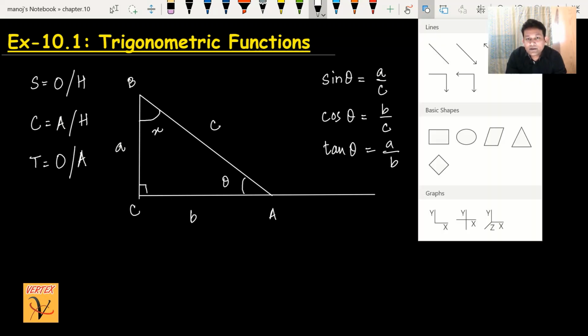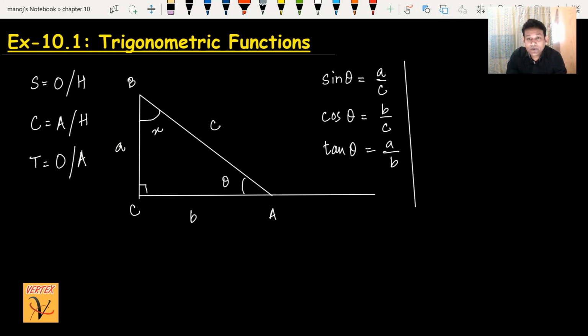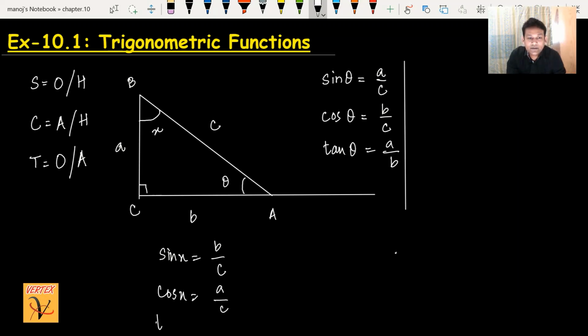The second phase is very important. When I ask you what is sine x, I'm writing here sine x. Sine x is B upon C. Good, okay. And cos x is A upon C. And tan x is B upon A. Yes, B upon A.